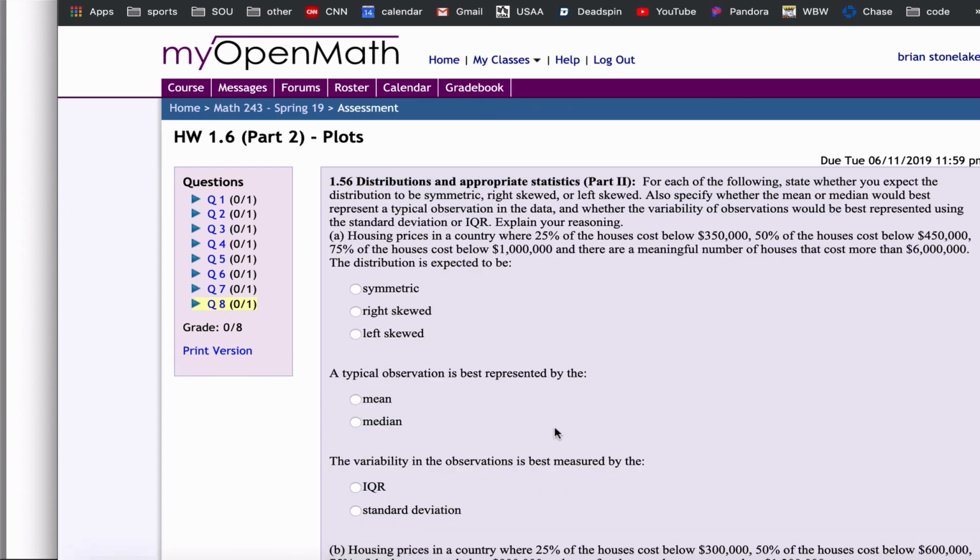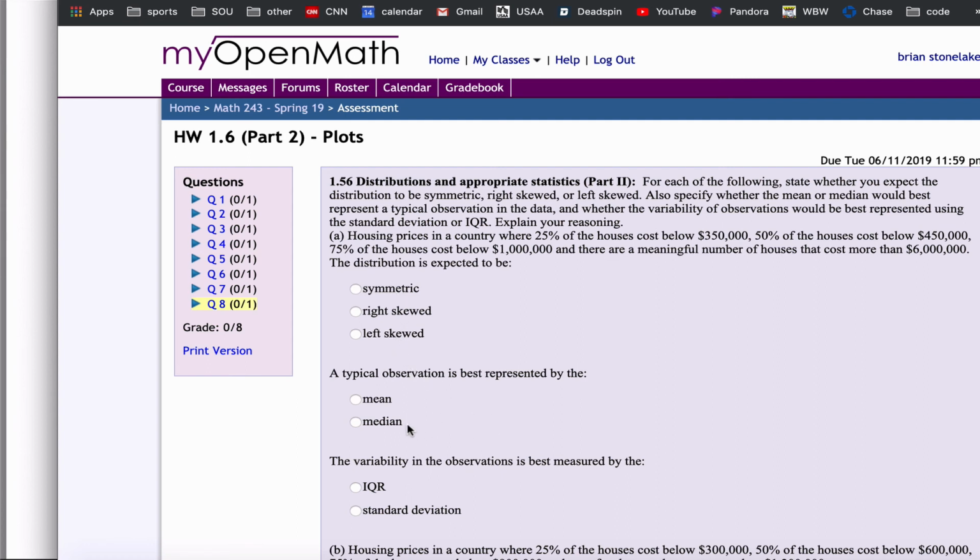And the last question, hardest question on here, this is all about shape. And the idea about shape here is they're going to describe a situation, housing prices, where a quarter of the houses cost less than this amount, half of them cost between these values, and there are a meaningful number of houses that cost more than this amount. Reading those numbers, thinking about where they'd be on a histogram, maybe that can help you figure out whether it's symmetric or right skewed or left skewed.